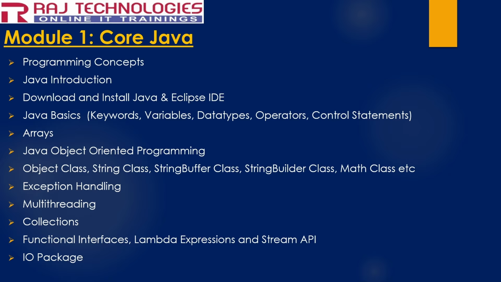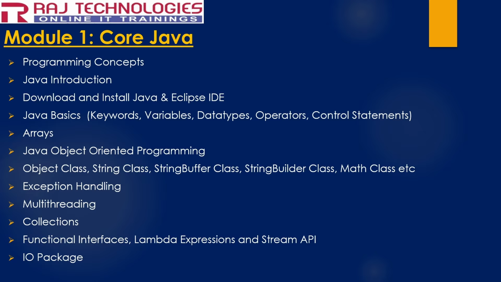Then once we complete this object-oriented programming, we go with the lang package, where we discuss some of the important classes present in the lang package, like the Object class, StringBuffer class, Math class, StringBuilder class, and we even discuss wrapper classes. Then exception handling, it's mainly to make our application robust. To develop strong applications, we make use of exception handling to avoid abnormal termination of the application. Then important topics like multi-threading, collections, functional interfaces, lambda expressions, and Stream API.